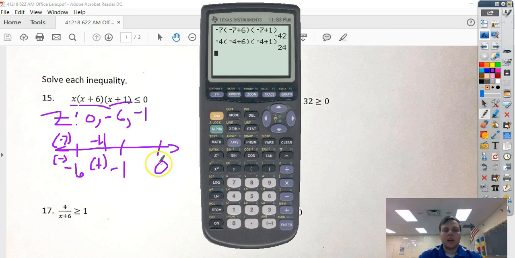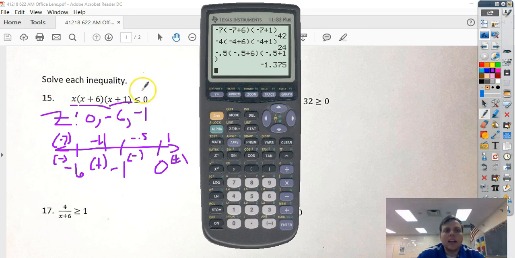Alright, now we need to pick a number between negative 1 and 0, such as negative 0.5. Okay, and we're going to plug that in. So negative 0.5 times negative 0.5 plus 6 times negative 0.5 plus 1. Press enter. And we get negative. So that means all y values created by x values between negative 1 and 0 are negative. Now we just need to choose a number to the right of 0, such as 1. We plug that in, it's going to be positive, positive, positive, so that's going to be positive. Sorry about that. I'm too lazy to figure out how to edit those things out, so that's going to stay.